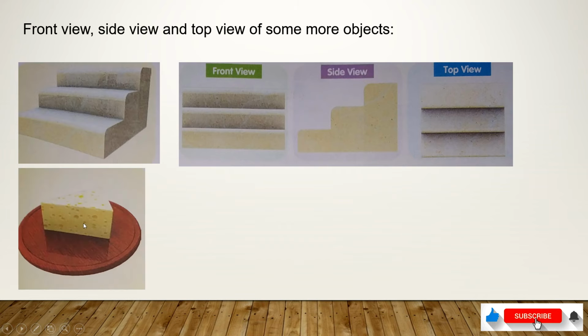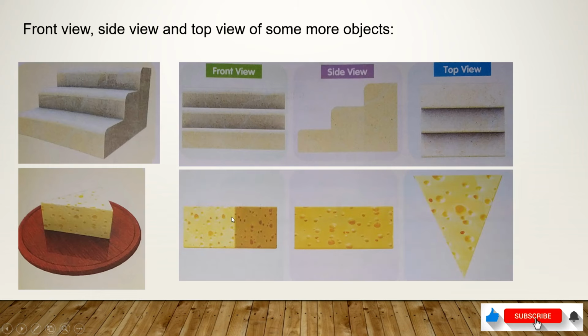Now observe the slice of cheese. If you look at this slice of cheese from the front, it will look something like this. So this is the front edge. If you look, this edge is appearing here. These are the side edges. So this is the front view. This one is the side view, and this is the top view.